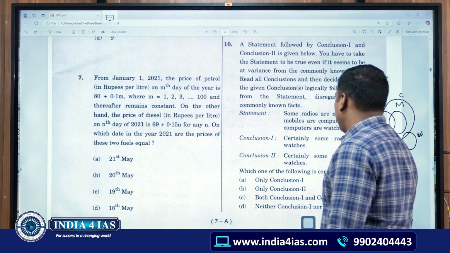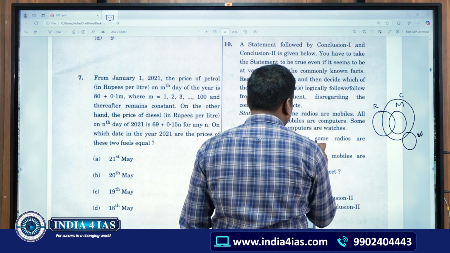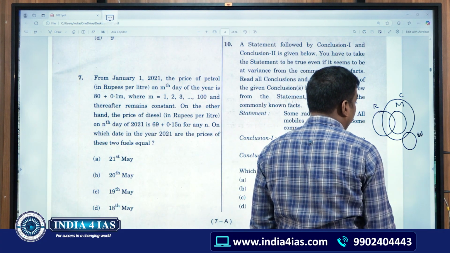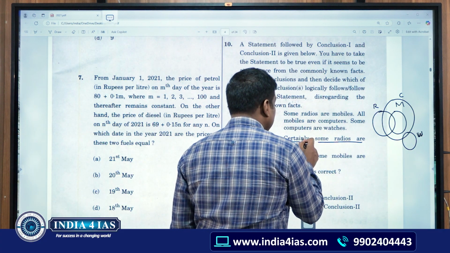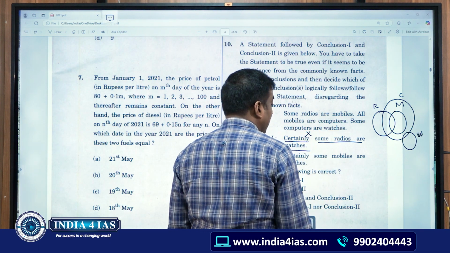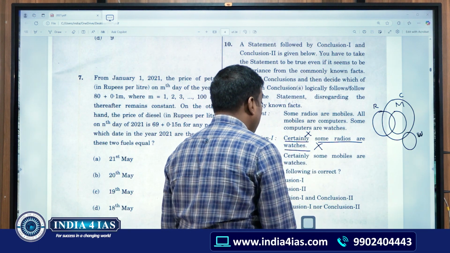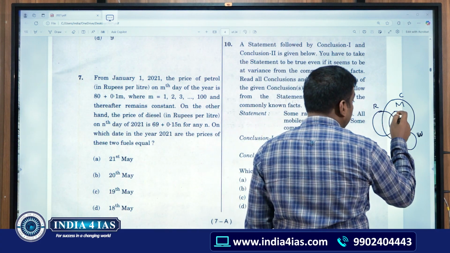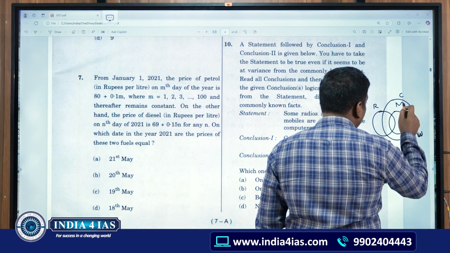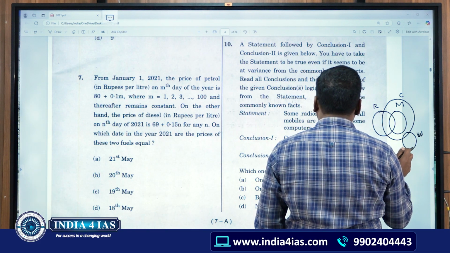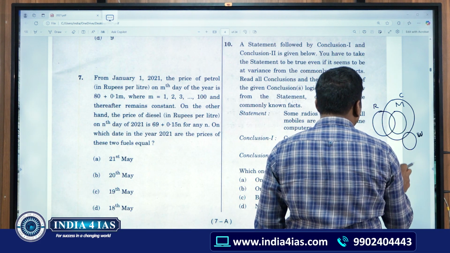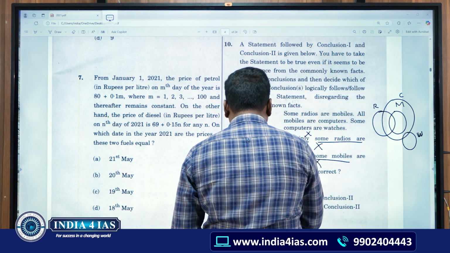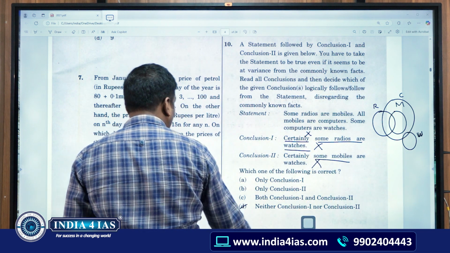Certainly, they are asking, certainly some radios are watches. See, radio and watch don't have a logical connection, so certainly will defeat us. So this conclusion is wrong. Then certainly some mobiles are watches need not be, because we have only a logical connection between the computers and the watches. But for mobiles, we don't have a logical connection. So that's also wrong. In that case, neither 1 nor 2 is correct.